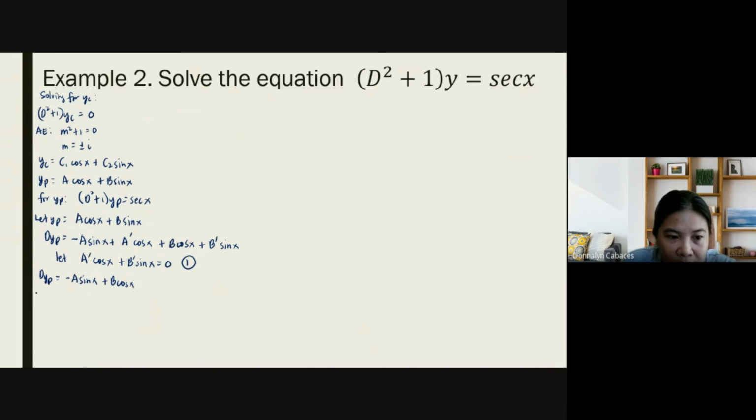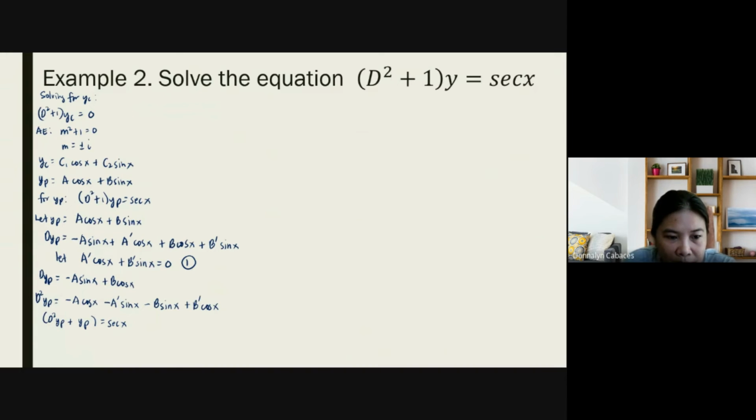And we now take the second derivative of yp. So you have here negative a cosine x minus a prime sine of x minus b sine of x plus b prime cosine of x. And we now substitute this into our given differential equation.